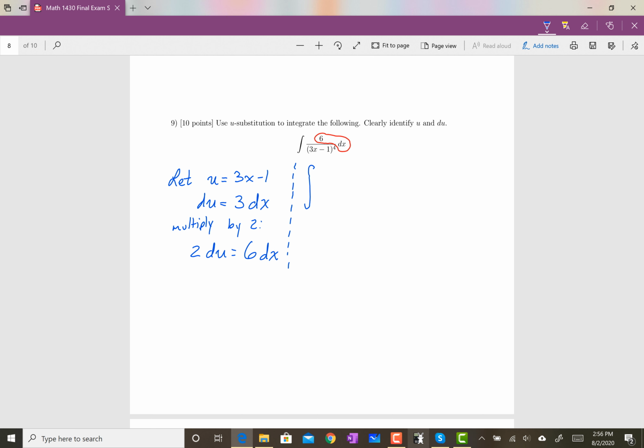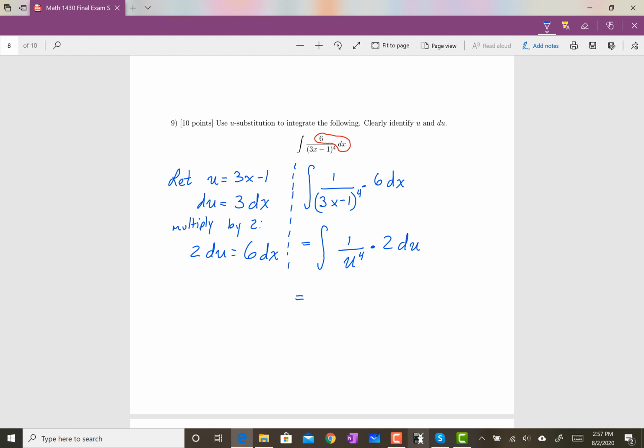I'm going to rewrite the integral. You don't need to do this, but I'm going to rewrite it as 1 over 3x minus 1 to the fourth times 6 dx. Notice I just moved the 6 out of the numerator and next to the dx. That's going to make my u substitution easier. When I do my u substitution, I'm going to get 1 over, instead of 3x minus 1, that's u. So I'll have u to the fourth. And instead of 6 dx, I'll have 2 du.